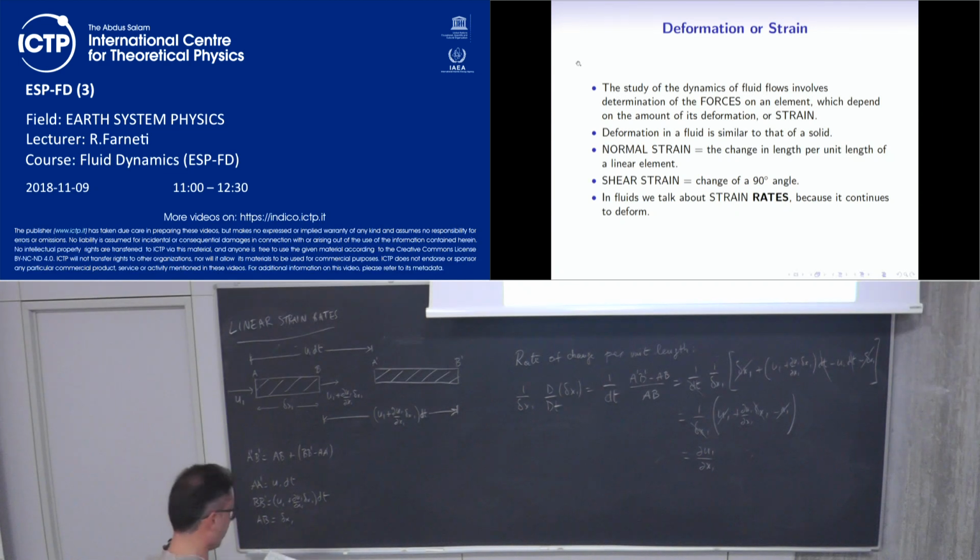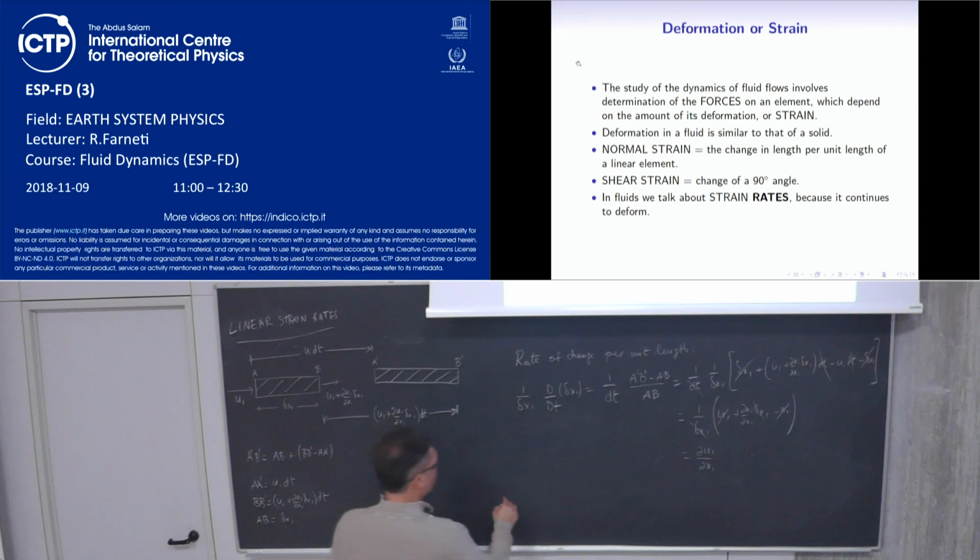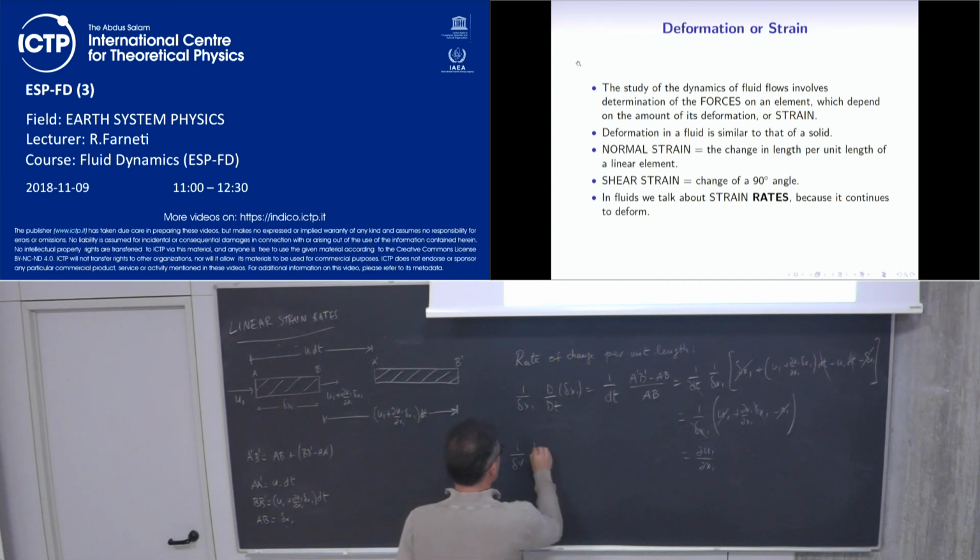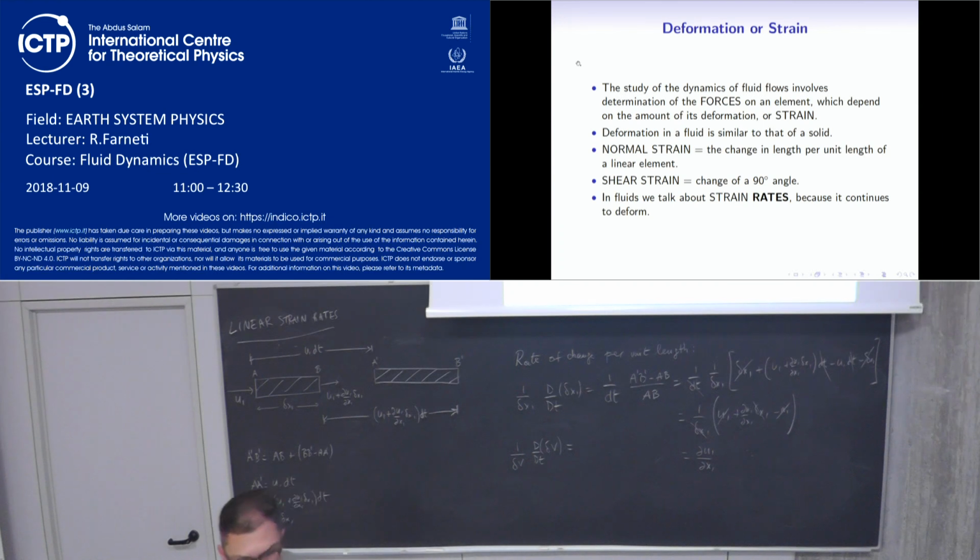And we have used the Lagrangian derivative. So we can generalize this to a volume. Okay, for a volume.